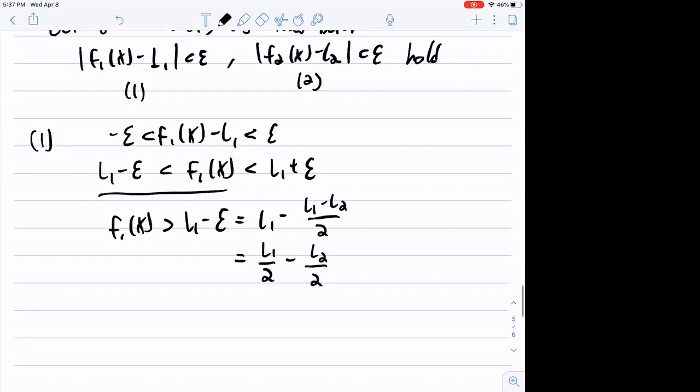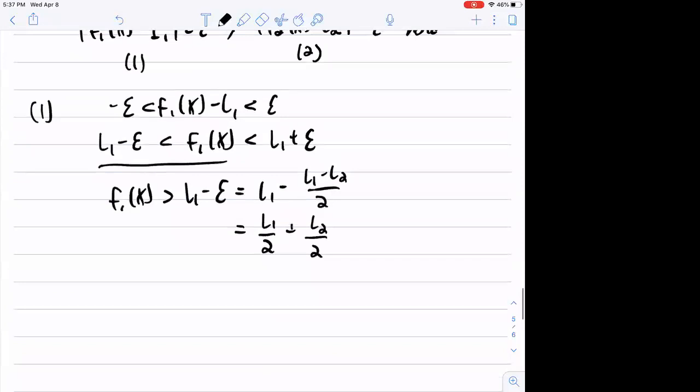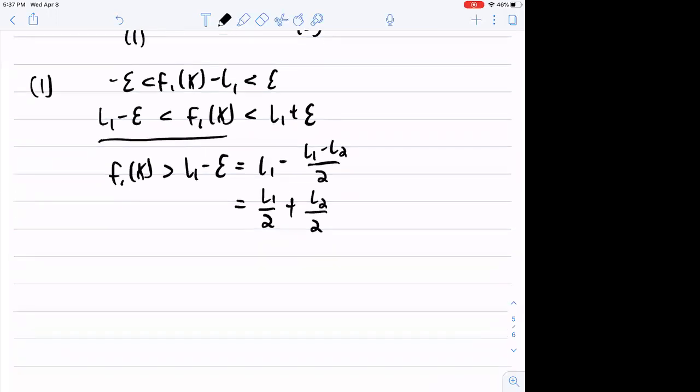Or sorry. Should be, is it plus? Let me think. So, right. Good. So we get this, right? Should be, because the minus distributes, yeah. So the minus distributes to minus L1 plus L2. Okay. Now let's go to 2 now.